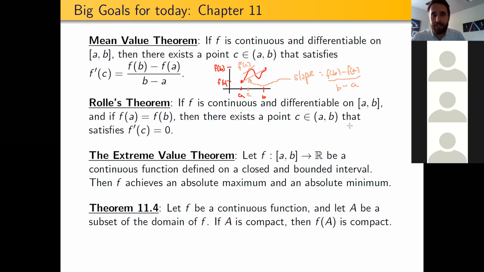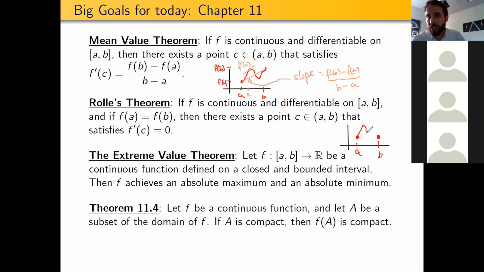Next on this list is Rolle's theorem. Rolle's theorem is the baby case of the mean value theorem, so it's the easier case. It says that if our function f is continuous and differentiable, defined on a and b, and if f of a is equal to f of b, so those two heights are the same, then there is a point somewhere in the middle for which f prime of c is equal to 0.